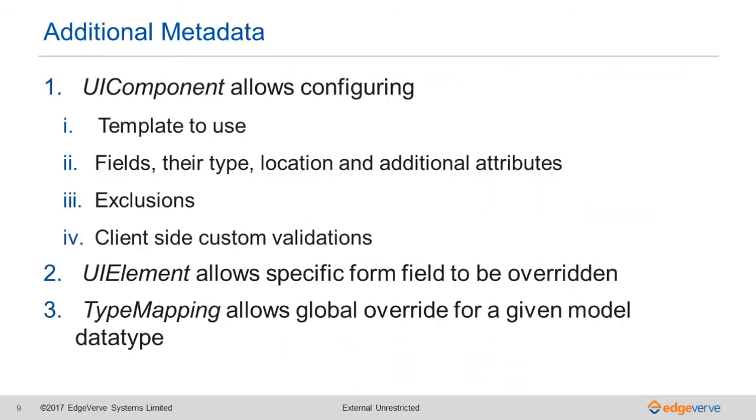Often, we want more than simple auto-generated forms. To do this, we need some additional metadata. This can be defined in oecloud framework model UI component, which allows configuring the templates to use, fields, their type and location, and any custom validations that we want. UI element and type mapping provide means for form-specific or global overrides respectively.